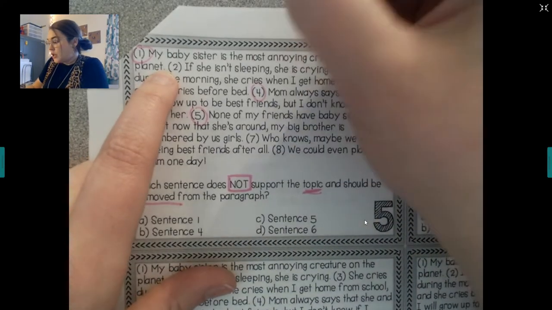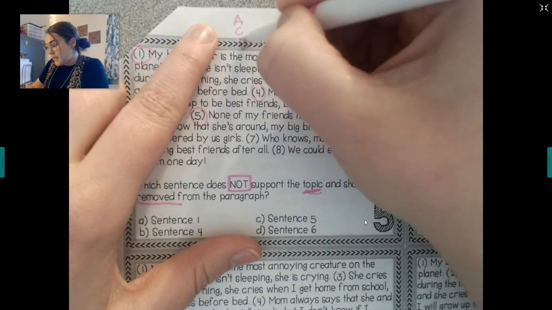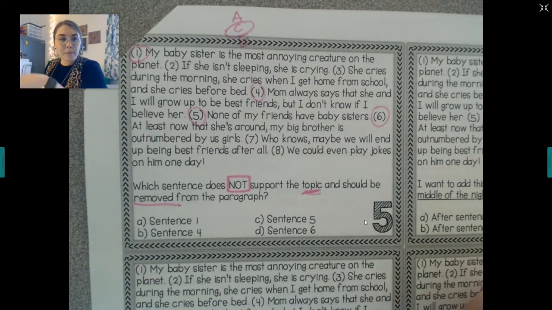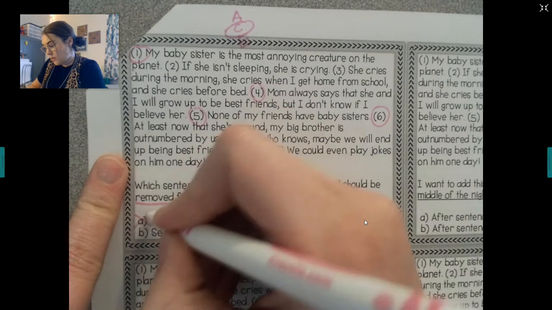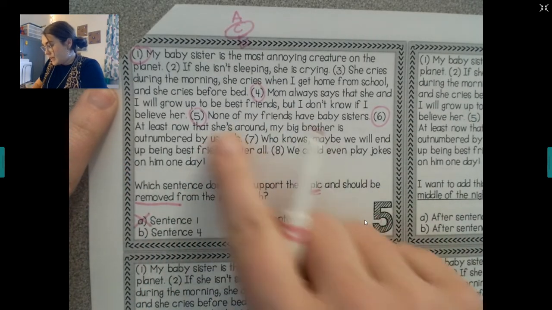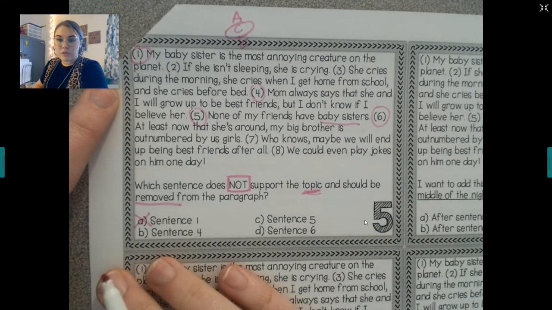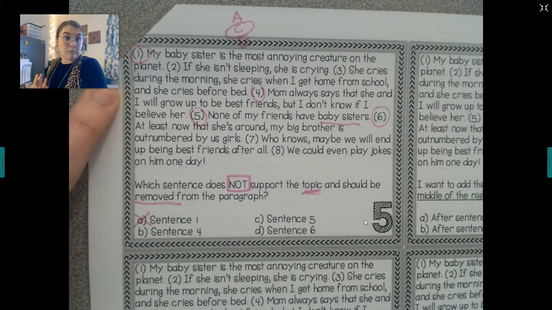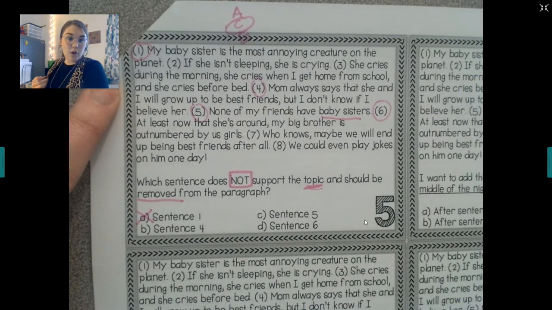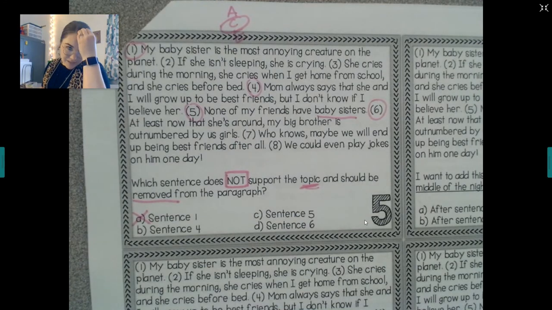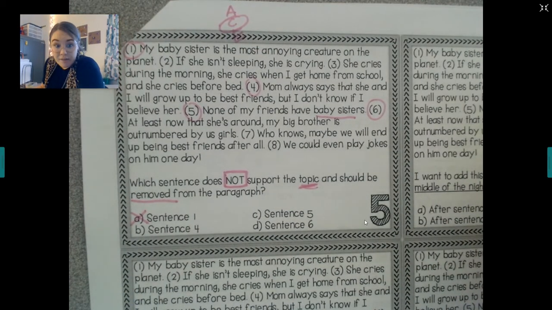That's basically, in our essays when we do A, C, E, that is basically our central idea, our C. So why in the world would I take that sentence away? So it's not that one. What about sentence 5? None of my friends have baby sisters. So yeah, it does talk about baby sisters. Do we really care if his friends have baby sisters or not? Or her friends? I mean, not really. Does that have anything to do with his baby sister or how his baby sister is annoying? No, it doesn't. It has nothing to do with any of the whole paragraph.